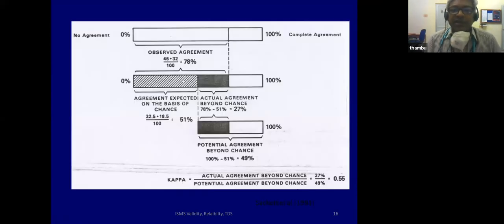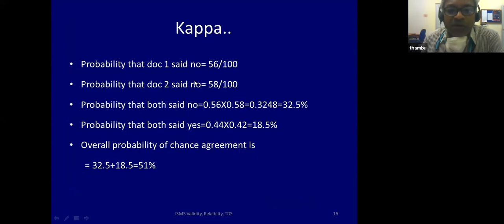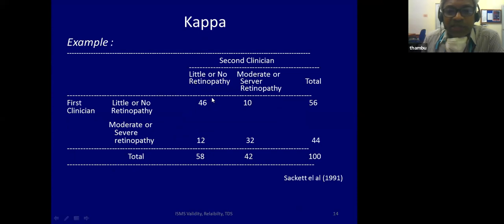Now the next figure is something which is commonly seen by many people. Again, it is taken from Dr. Sackett's book. The agreement could be 0% or the agreement could be complete, which is 100%. Here, if you remember, the overall observed agreement is 78%. How did we get 78%? 46 plus 32. And this is an example, so the total number is 100. So the percentages work out very easy. So 78 is the observed agreement.